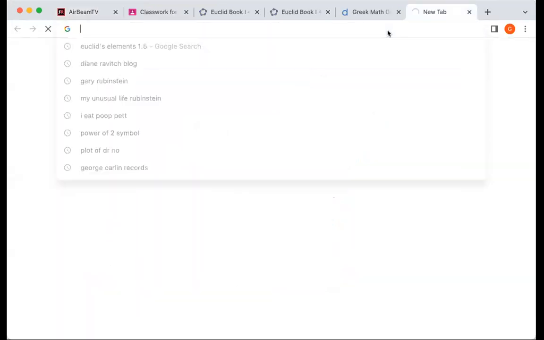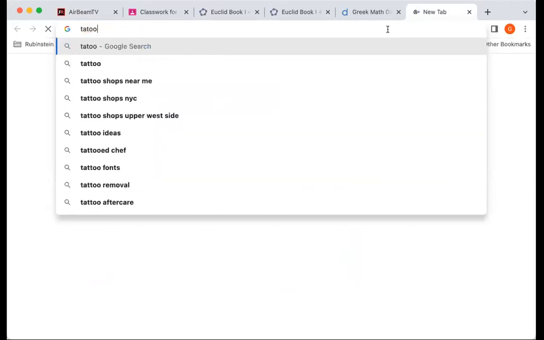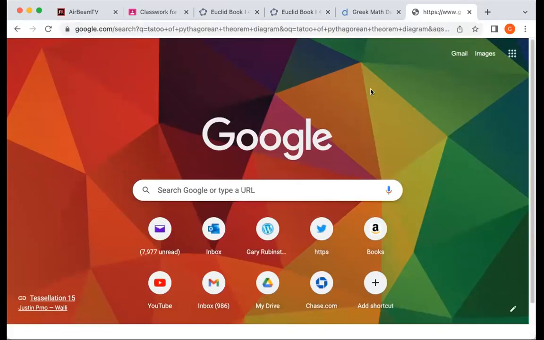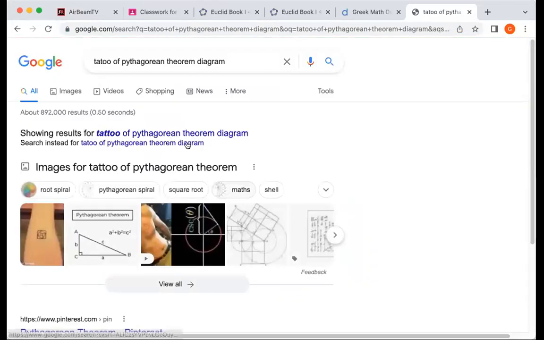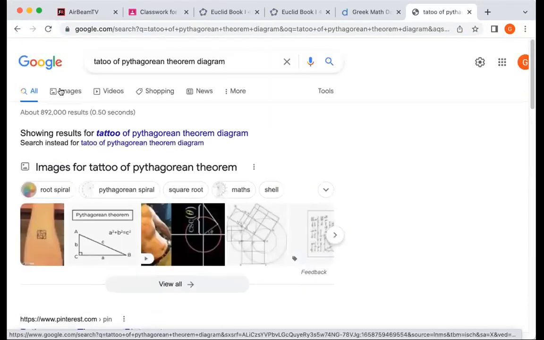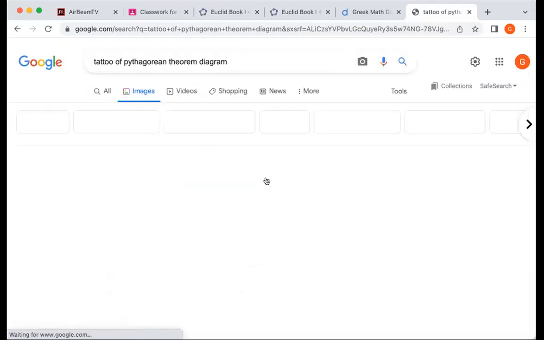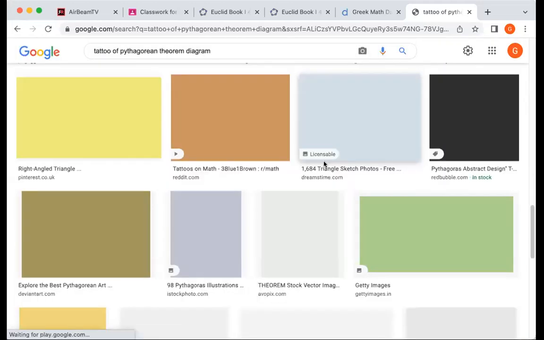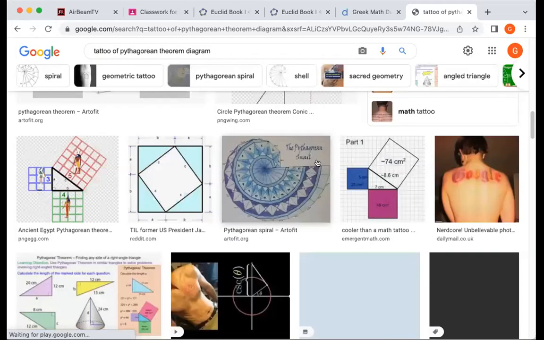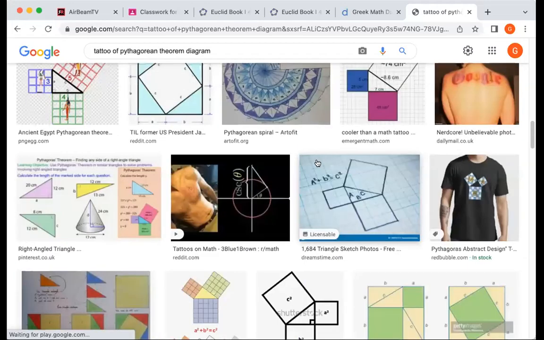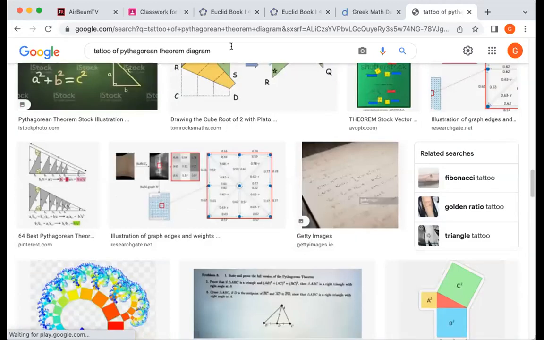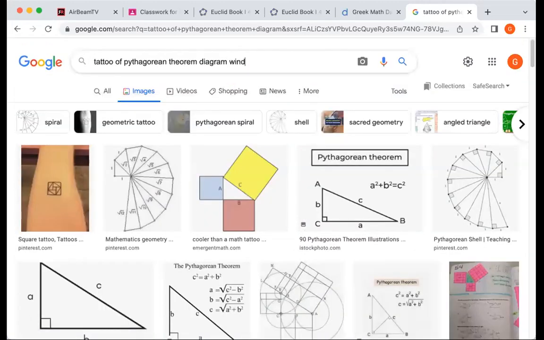I'm sure that someone has a tattoo of the Pythagorean theorem diagram. I haven't. Well, let's see. Does anyone? Well, let's see. It's called the Windmill. We're adults, but sometimes as a teacher, you best not type tattoo of blah blah blah, because you might get some really unusual things coming up. I'm just going to type windmill.